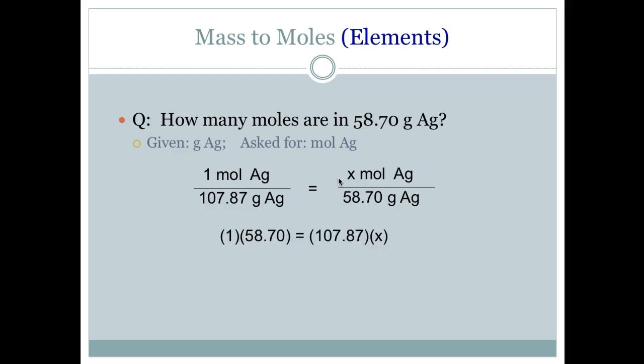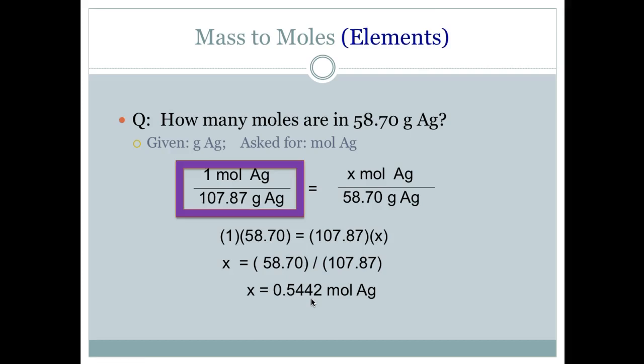Cross multiply, solve for X, and we find that 58.70 grams of silver is equal to 0.5442 moles of silver. This makes sense based on our common sense check because 58.7 is about half of 107, so we should have about half a mole. Again, the first half of our proportion is the relationship we know from the periodic table, and the second half is the relationship from the problem, and our units line up.